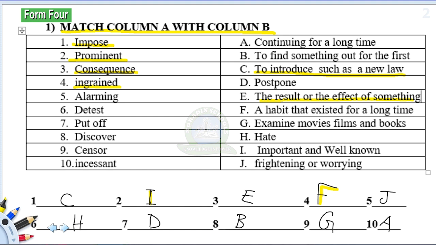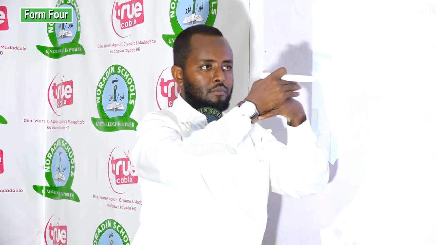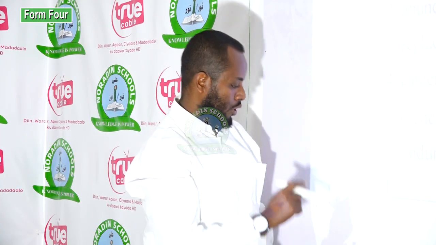Let us continue. What about this one? Match a word in column A with another word in column B that has a similar meaning. So this is column A and this is column B. So we match them by their meaning.